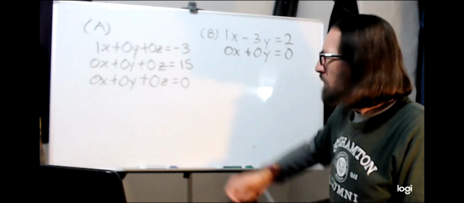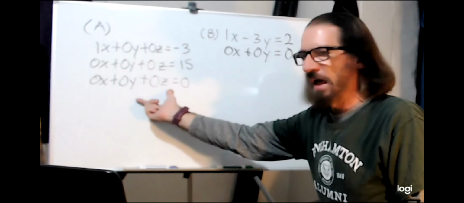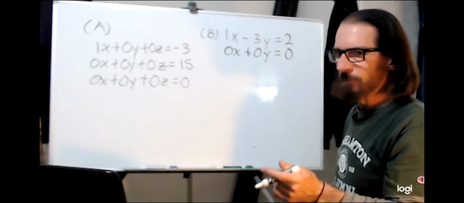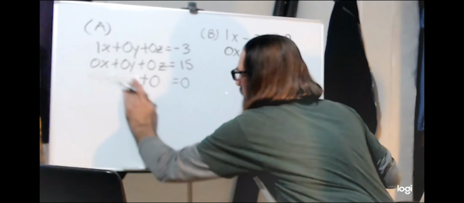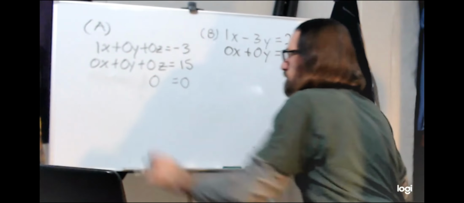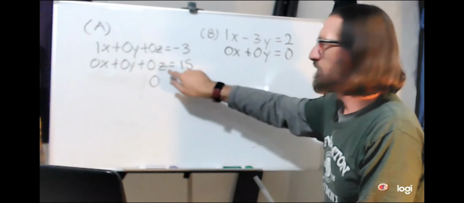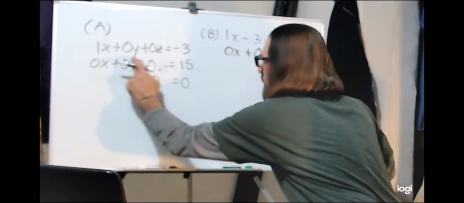equations. Some of you may have focused in on the last part, because that would just simplify to 0 equals 0, which is a true statement. However, the row above it would simplify to 0 equals 15. And that is false.